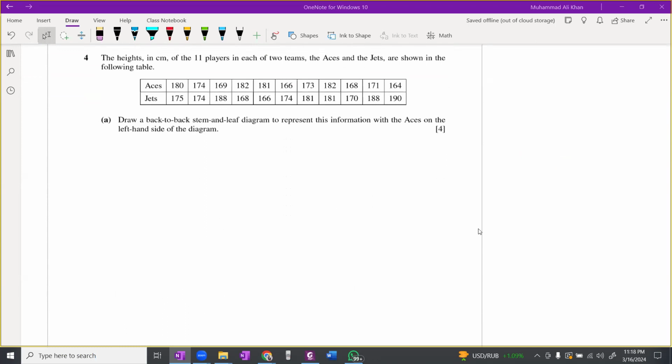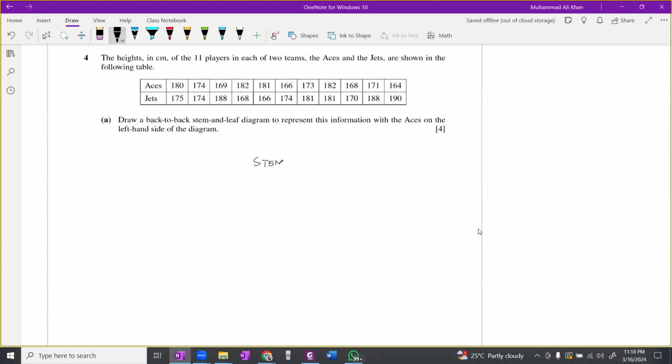अब आप देखिए, the first aces में what is the minimum value? अब इसमें देखिए 3 digit नंबर आपको दिया गया है, तो फर्स्ट 2 डिजिट जो होंगे वो स्टेम में आ जाएंगे, लास्ट डिजिट जो है वो लीफ में आ जाएगा. सो मिनिमम वैल्यू मुझे नजर आ रही है फर्स्ट 2 डिजिट में 16, और मैक्सिमम वैल्यू एसेस में 18 और जेट्स में 19. तो इट मींस वी हैव टू गो फॉर स्टेम.